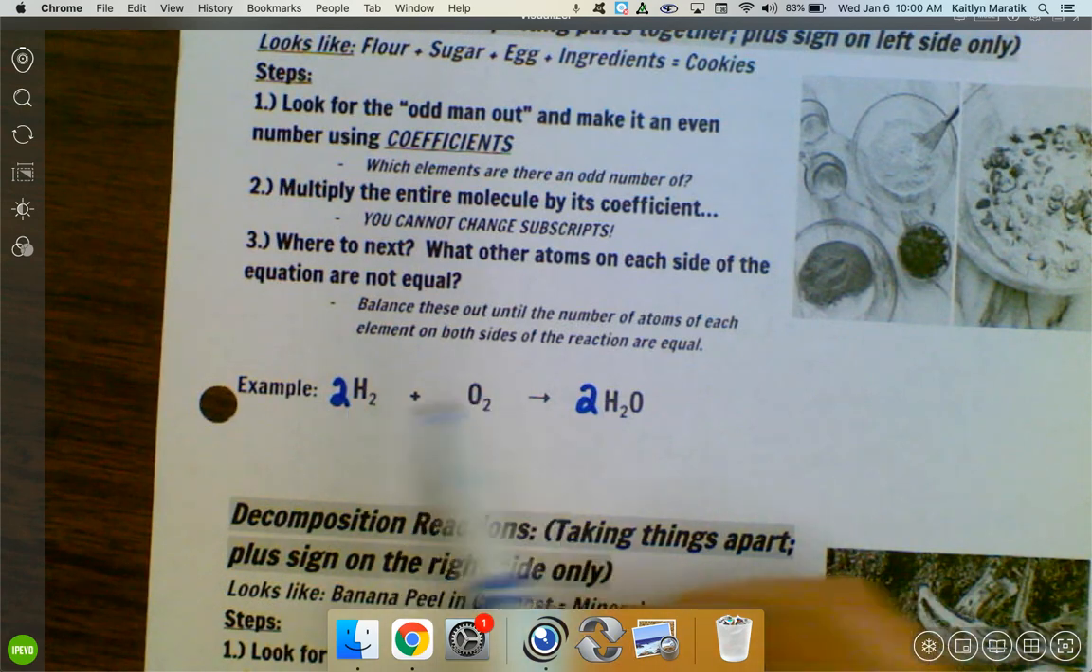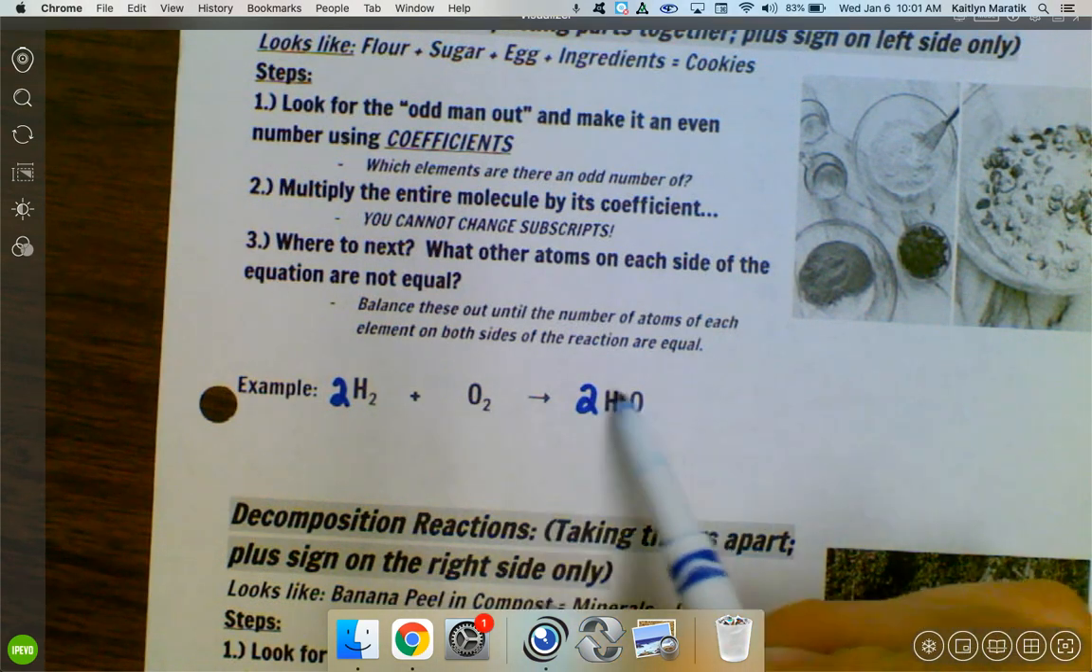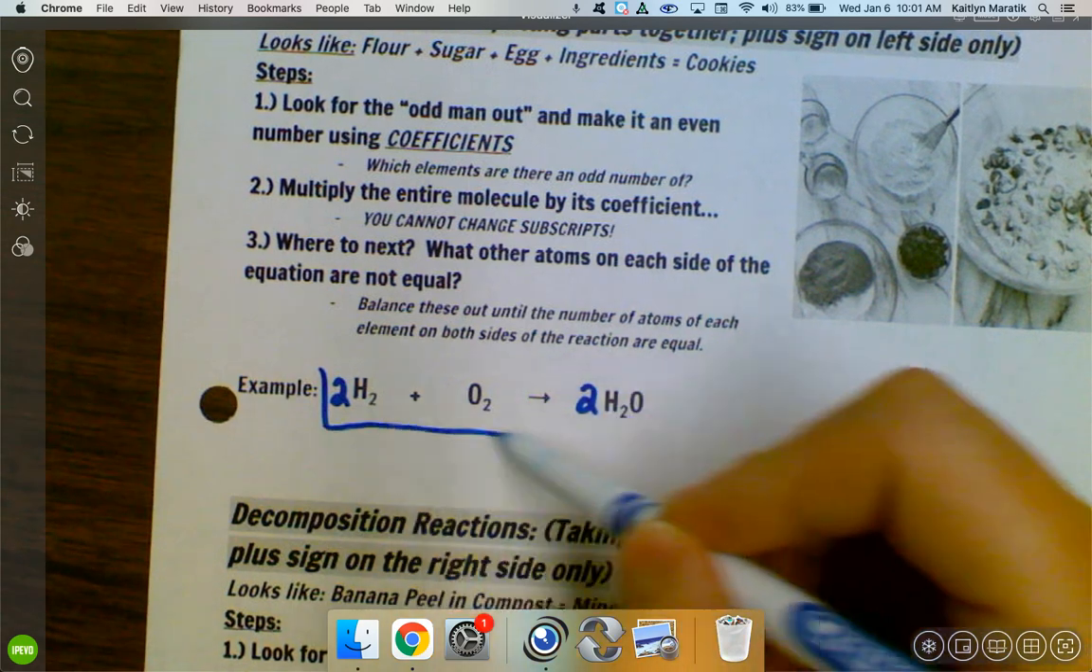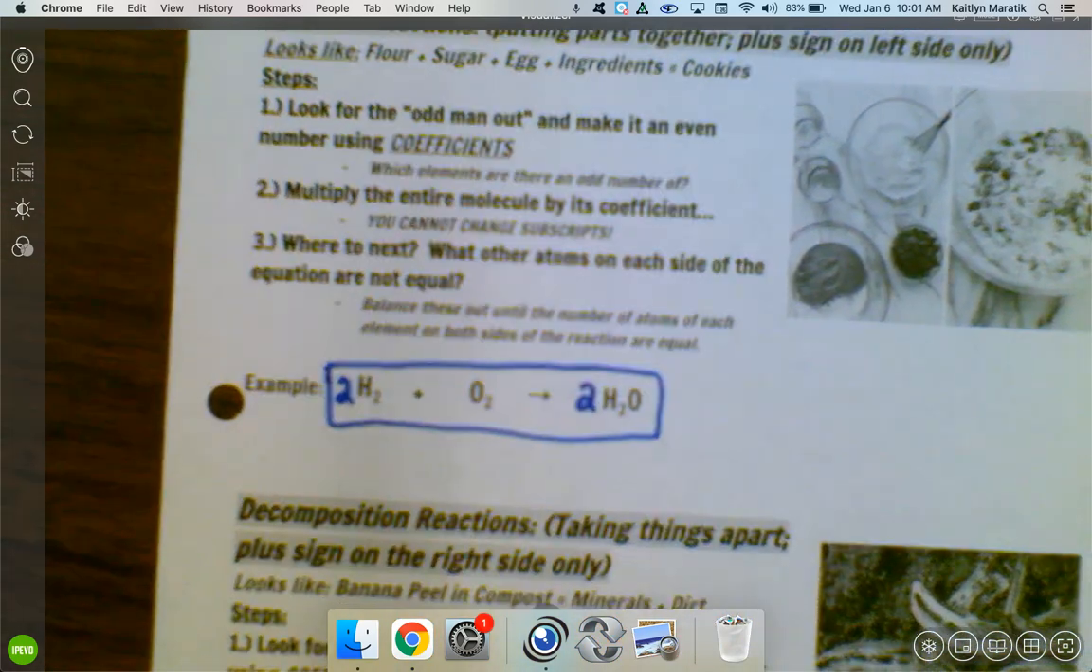So now I have 4 hydrogens, 4 hydrogens, 2 oxygens. When I multiply that, I have 2 oxygens. I'm good to go. I just need to get them so that all the elements on each side are equal.